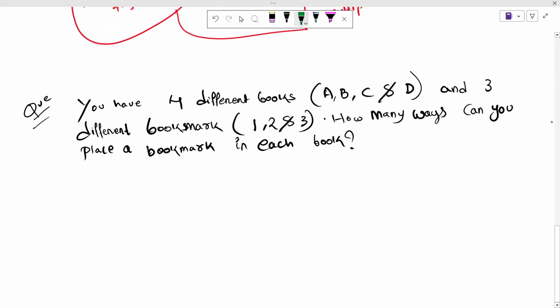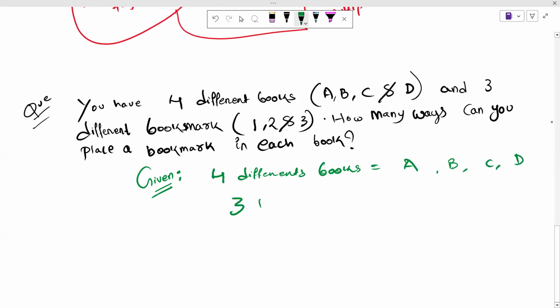Now, first of all, we have to find the given part. What exactly are the givens in the question? Here 4 different books are there. What are they? One is A, next B, next C, and next D. Then 3 different bookmarks are there: 1, 2, and 3.